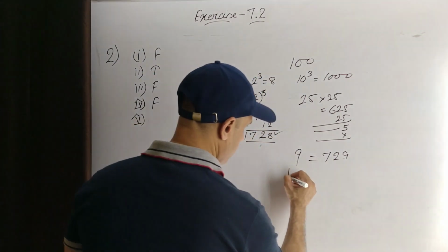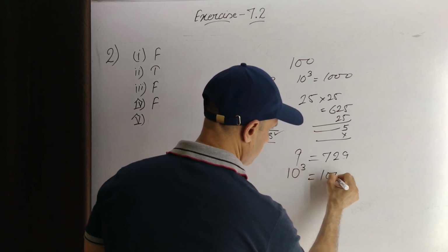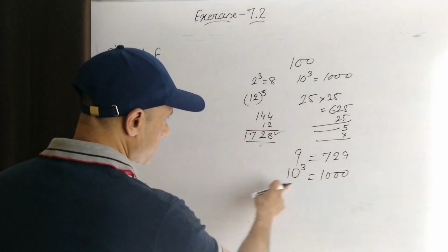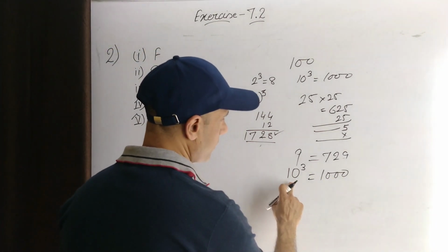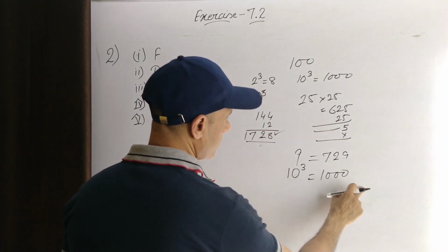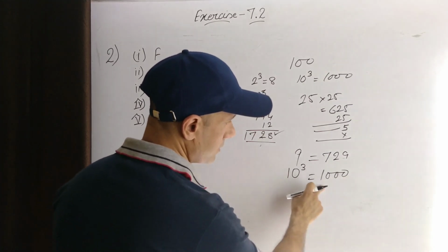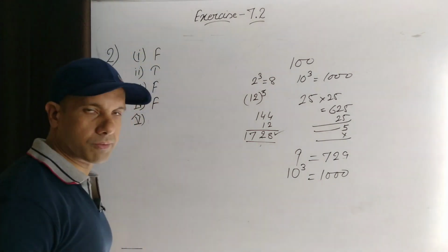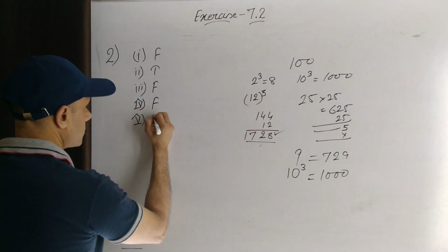The smallest 2-digit number is 10. Cube of 10 is equal to 1000. So we are getting 4 digits. So there is no possibility that the cube of a 2-digit number is a 3-digit number, because this is the minimum, and I have seen that the cube of the smallest 2-digit number is 1000, which has got 4 digits. So this statement is false.